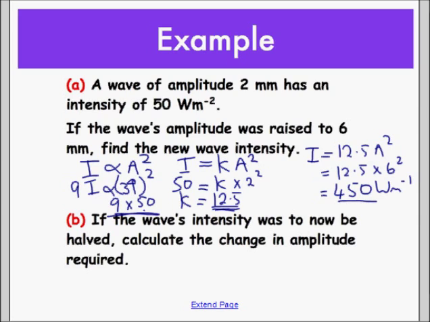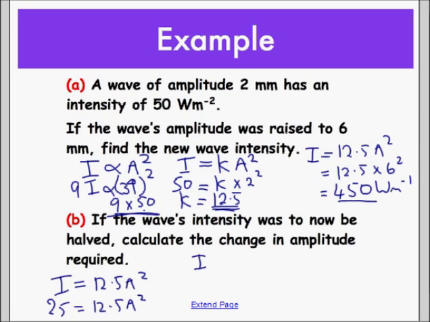If the wave's intensity was to now be halved, calculate the change in amplitude required. Okay, so we could use our formula we used before. I equals 12.5 A squared. The intensity was now going to be 25. Then we solve for A squared.